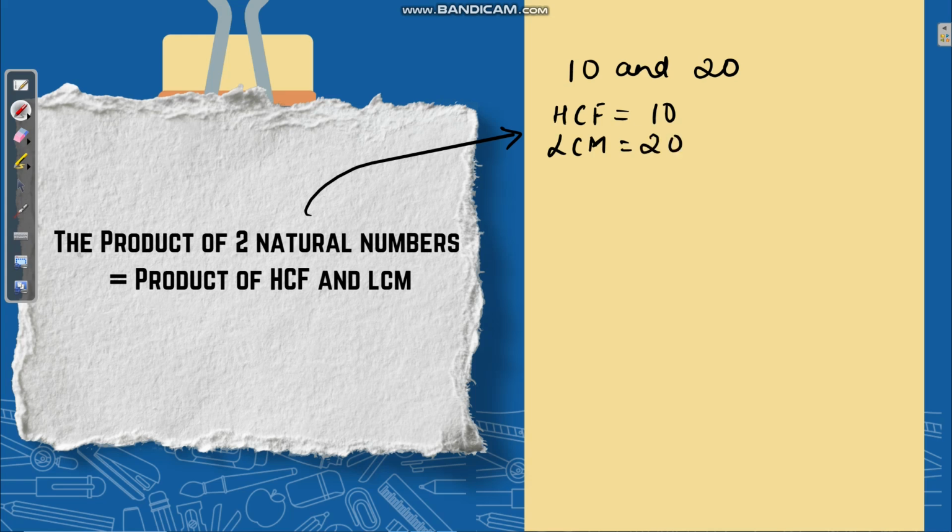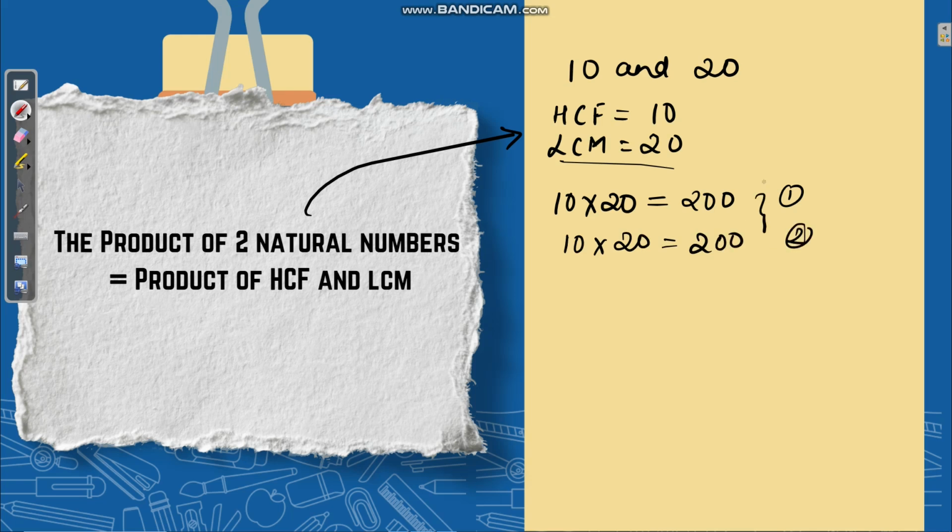Now according to the formula, the product of two natural numbers, that means 10 into 20, is equal to 200. This is point number one. The product of HCF and LCM: the HCF is 10 and the LCM is 20, so over here, point number 2, that is 200. So both of them are equal.